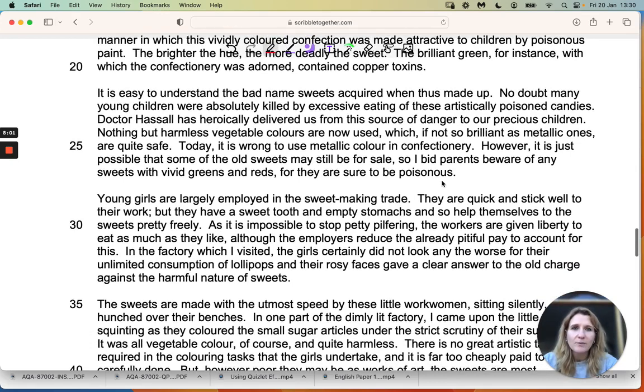Today, it's wrong to use metallic color. I bid parents beware, so I've just skimmed a bit.